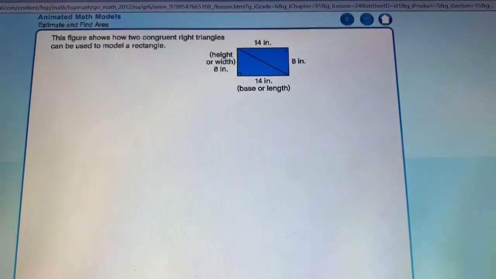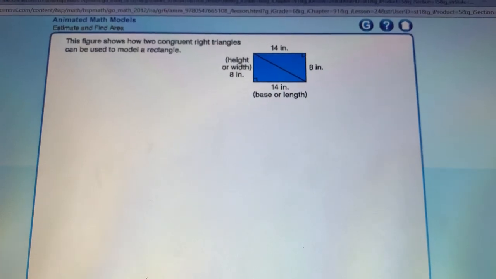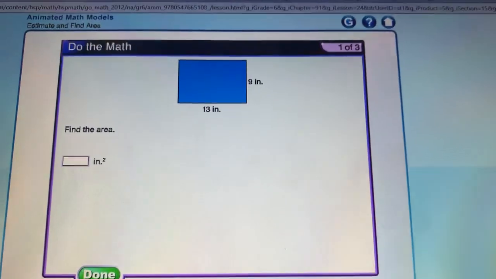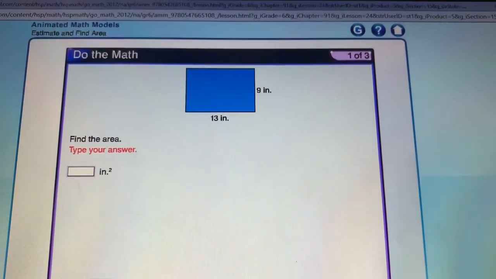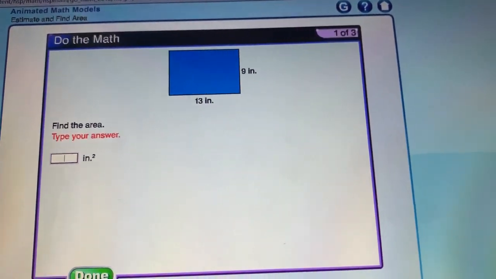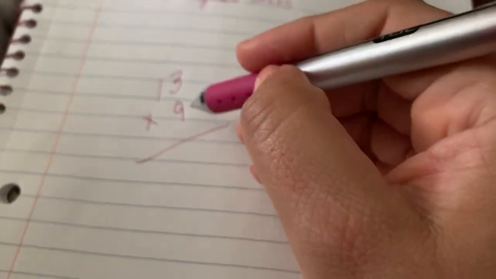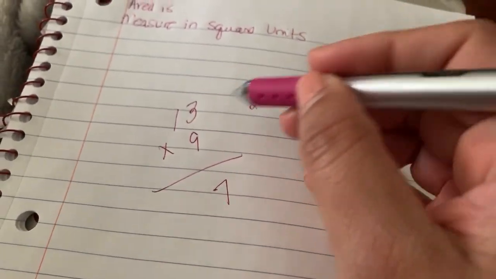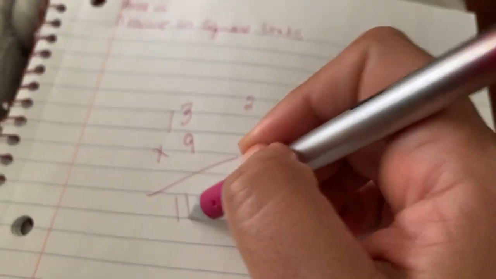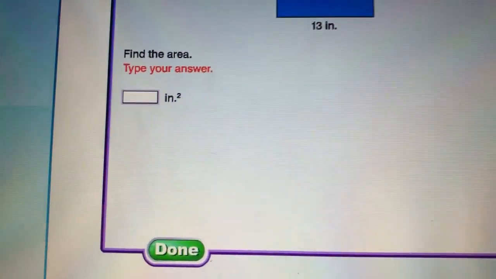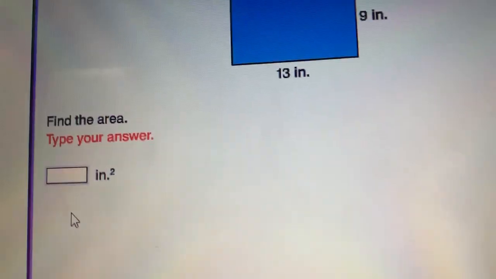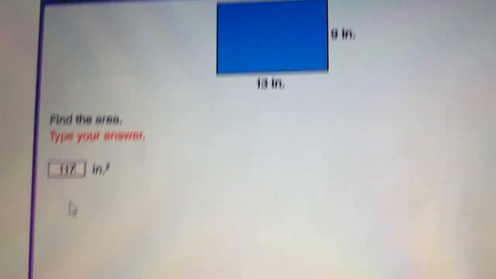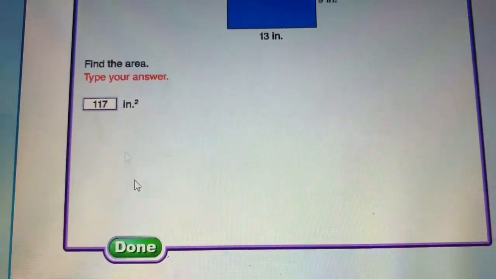Okay, now let's go to the next one here, and let's have you do this one. This one's simple. Length times width is going to be 9 times 13. And I'm going to do it here on my paper because I'm tired of trying to work it out in my head. 9 times 3 is 27. Carry the 2. 9 times 1 is 9 and 2 is 11. So 117. It's going to be my area. And it's going to be 117 square inches. Okay?